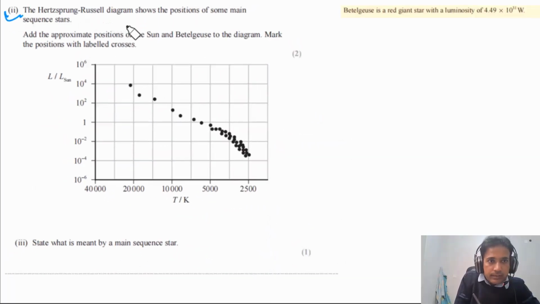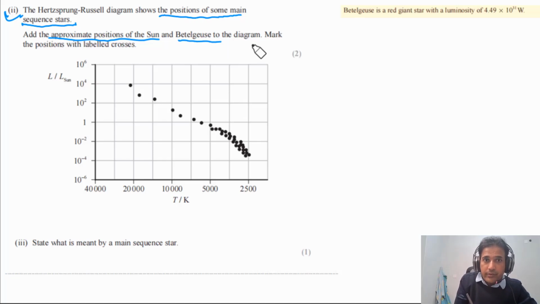The second part says the HR diagram shows the positions of some main sequence stars. Add the approximate position of the Sun and Betelgeuse to the diagram, and mark the positions with labeled crosses. First, we need to understand that the luminosity of the Sun, which we take as a reference, is equal to 1.